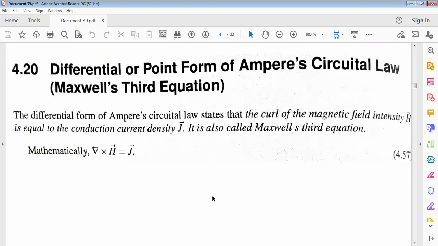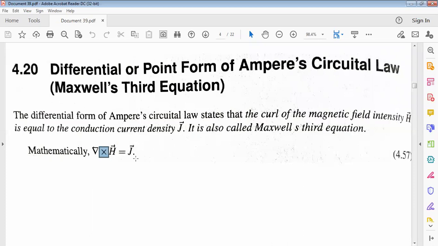Next concept is the differential or point form of Ampere's circuital law. This is called Maxwell's third equation. What is Ampere's circuital law in point form? The curl of magnetic field strength, that is H, del cross H, is equal to J. What is meant by J here? Conduction current density J. Del cross H equal to J.